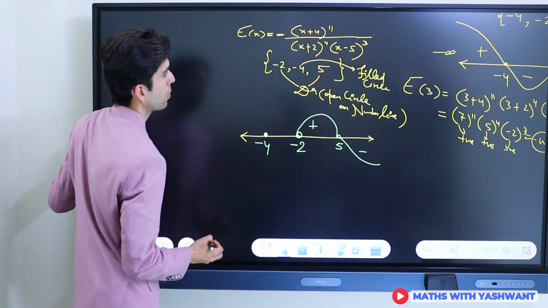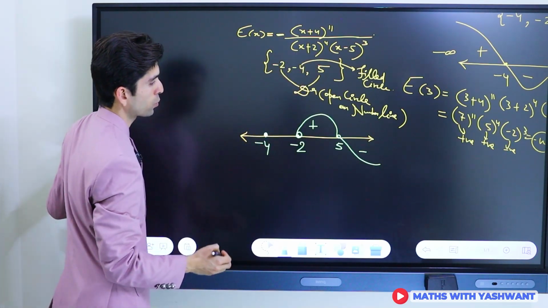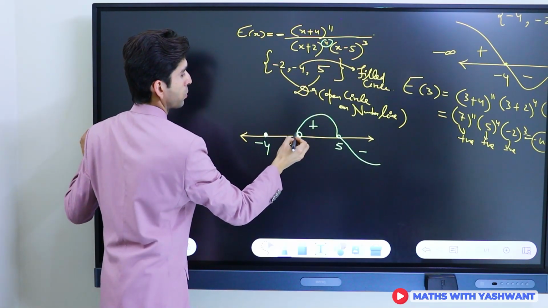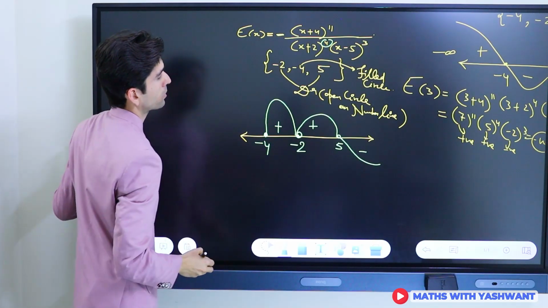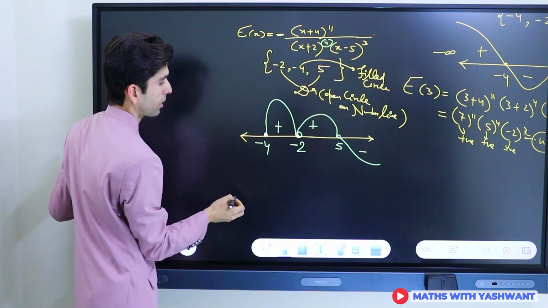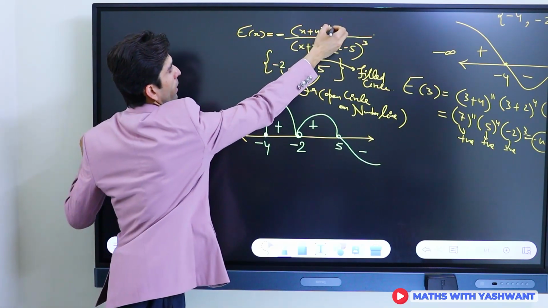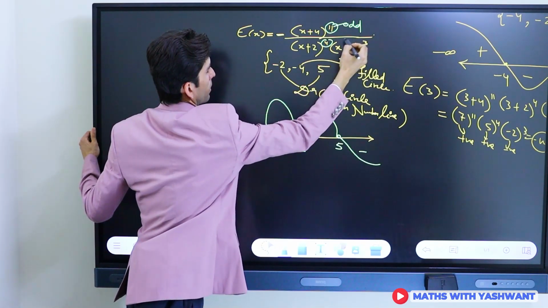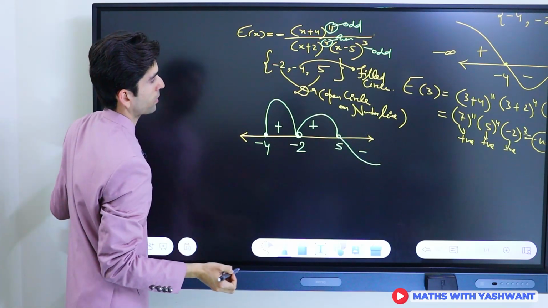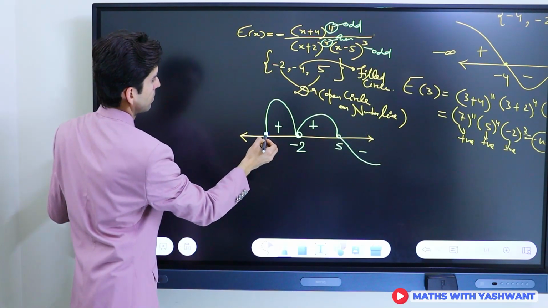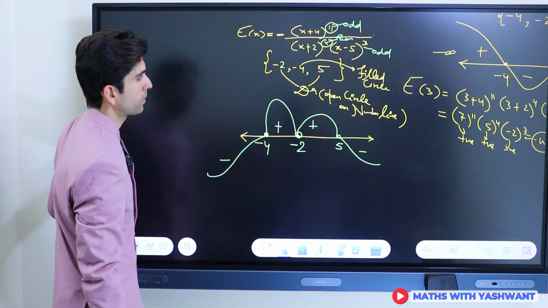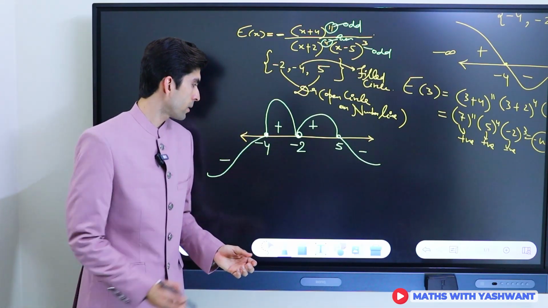Now at minus 2, we don't change the sign because the linear factor x plus 2 that corresponds to minus 2 has even power, so the positive sign will remain positive. At minus 4, we have to change the sign because the linear factor x plus 4 has odd power. So this is odd, this is even, and this is again odd. That's why we change the sign for x minus 5, from positive to negative. So we have this wavy curve.